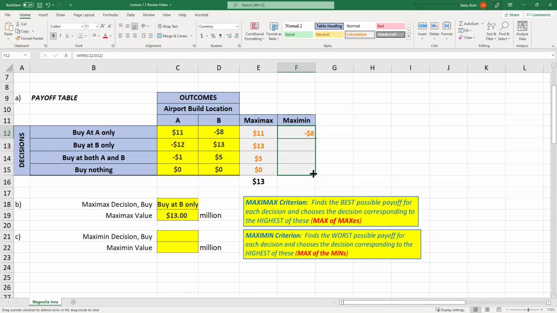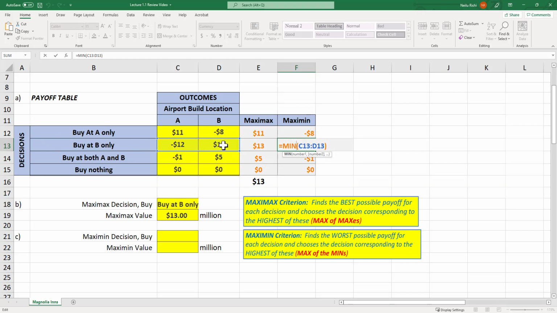And again, we can drag this down because what we're going to be doing is we're going to look at the worst for decision B between negative 12 and 13. For A and B, when we decide to buy both, the worst possible outcome payoff would be the min of negative 1 and 5, which we can see here, and so forth. Now that we've determined what the worst possible outcomes are, we want the best of those. So we want the max of those mins, maximin.